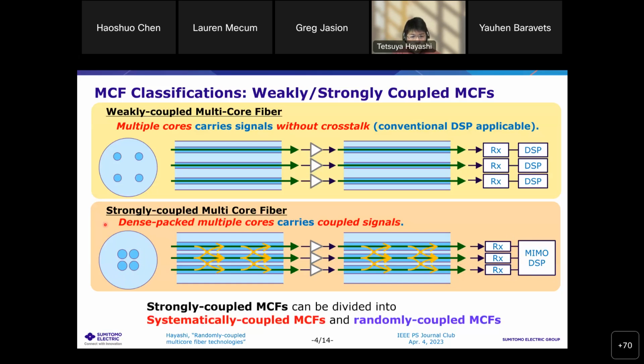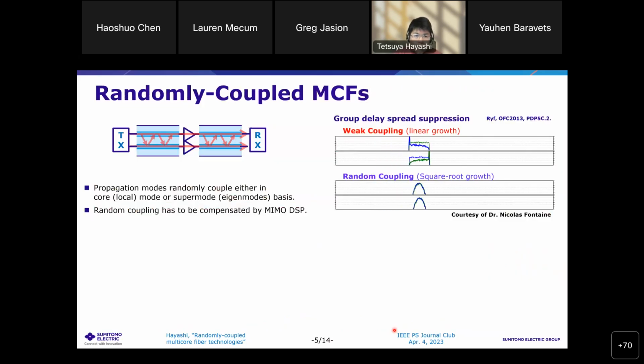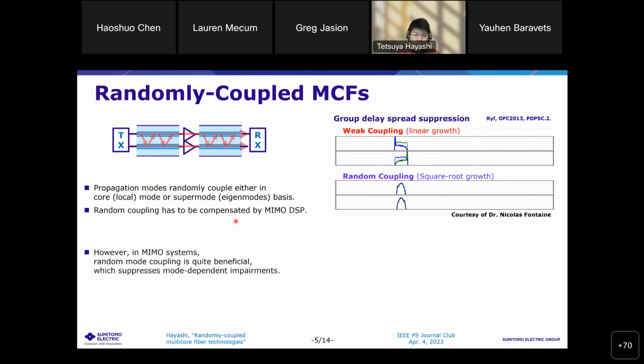This strongly coupled multi-core fiber can be further divided into systematically coupled multi-core fibers and randomly coupled multi-core fibers. The randomly coupled multi-core fiber is the most promising fiber for very high density, very long haul, high capacity optical fiber transmission. In this kind of fiber, propagation modes randomly couple either in the core mode or supermode basis. Such random coupling has to be compensated by MIMO DSP. However, in MIMO systems, such random mode coupling is quite beneficial, which reduces mode dependent impairment.